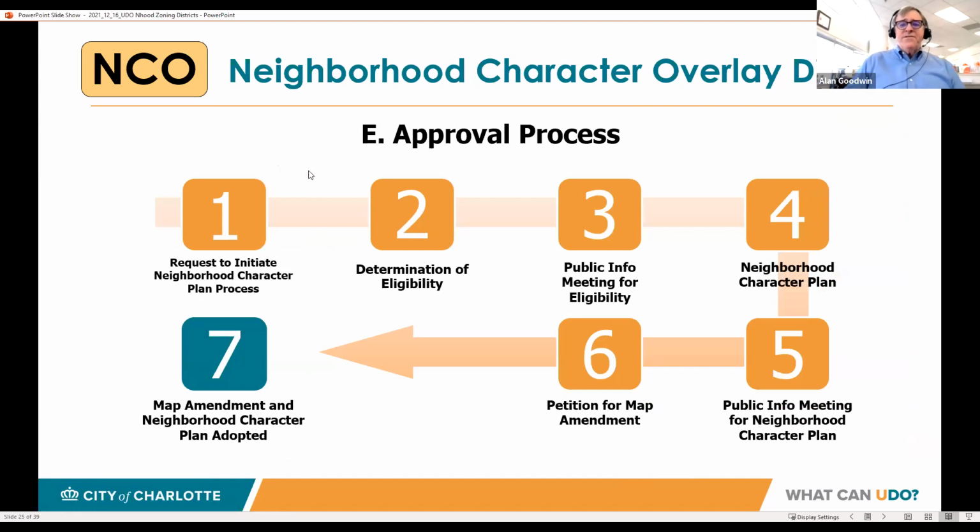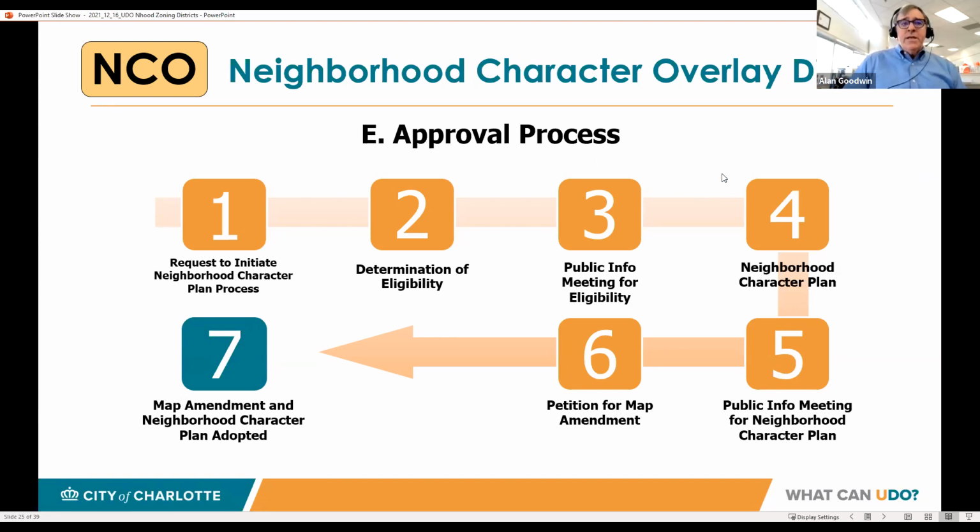So here's the process for initiating and getting a neighborhood character overlay district approved. First, the neighborhood has to initiate a request to develop a neighborhood character plan, and they submit that to the planning department, and we make a determination as to whether this neighborhood or area that's proposed is eligible. We have a public meeting at that point to discuss the eligibility of the neighborhood. Then we develop the neighborhood character plan.